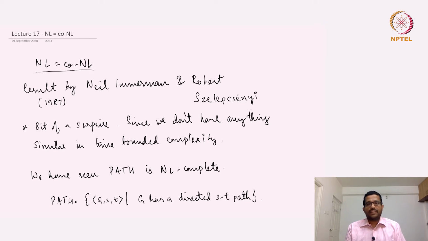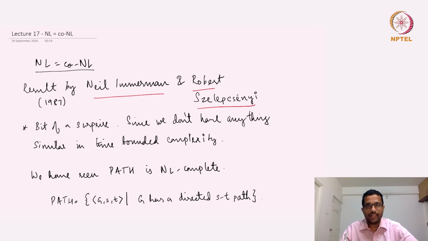Hello and welcome to lecture 17 of the course Computational Complexity. In this lecture, we will see an important result in space complexity theory, which is a result by Neil Immerman and Robert Szelepcsényi, when they proved that NL is equal to co-NL.